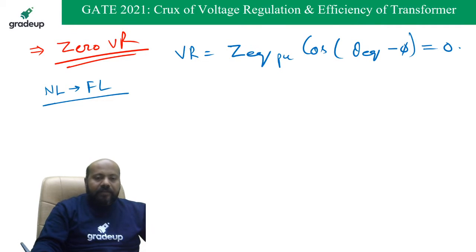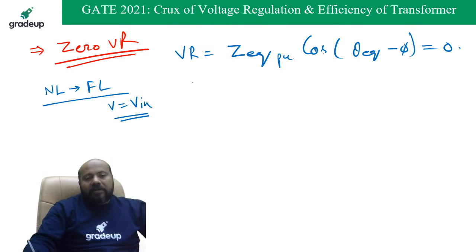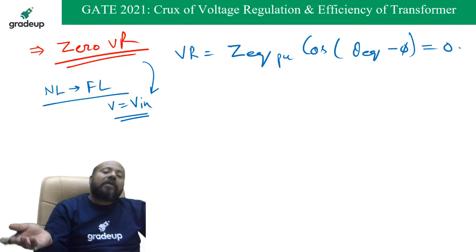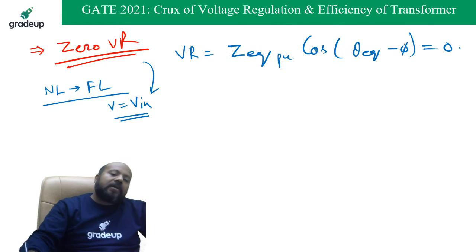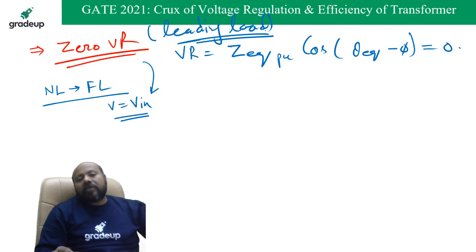Are you getting this? You want V equal to V in. This is the condition for zero voltage regulation. Even though there is some drop in the voltage at the secondary, you want this drop to be compensated. Now, how are you going to compensate that drop? Only and only when the load is leading in nature. So the zero voltage regulation condition is only possible when the load is leading. Are you getting this idea clear in your mind?